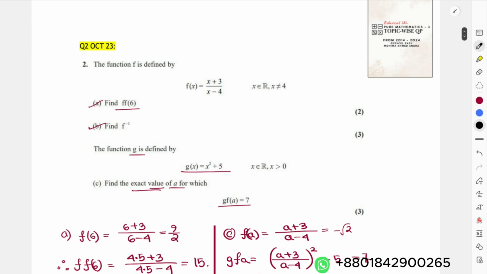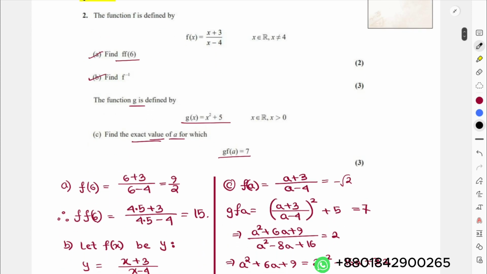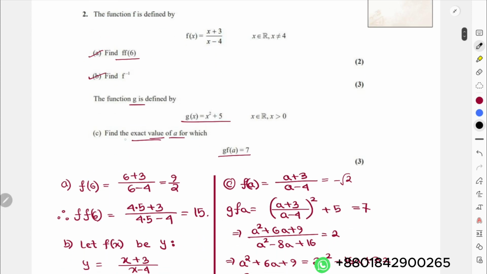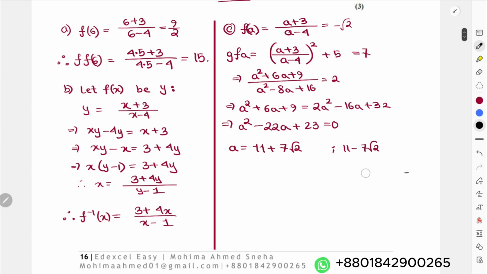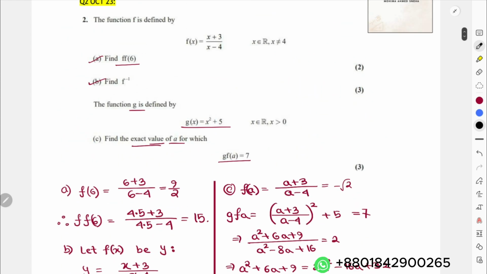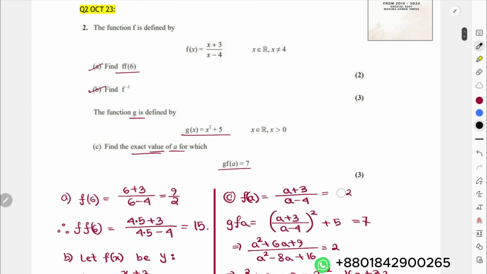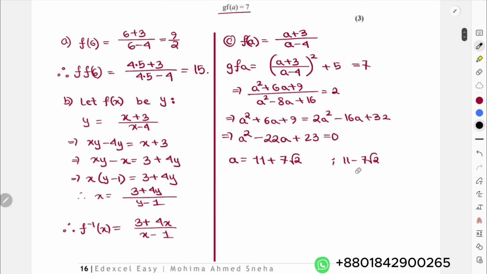X is a set of real numbers and x can never be equal to 4. So now actually, you have to accept both the values, right? Even though they were expecting to find the exact value of x, both of them actually give you the same value for the situation. So we cannot accept any one value for the equation. We have to accept 11 minus 7 root 2 and 11 plus 7 root 2. So you're accepting both the values.